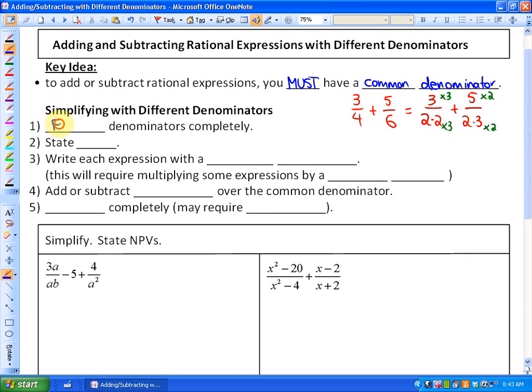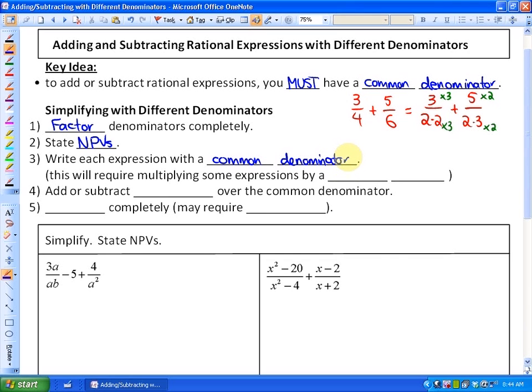and that gets me to the first step. The first step of simplifying with different denominators is to factor the denominators completely, and before we start simplifying, state any of our non-permissible values. And the third step, and probably the most difficult one, is to make sure that after we've done that, we write each expression with a common denominator.